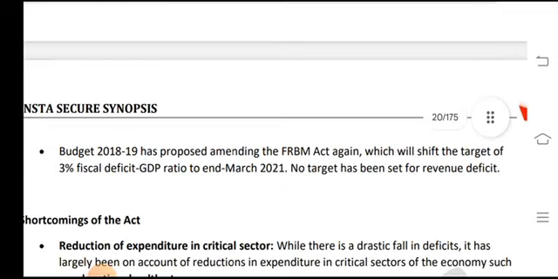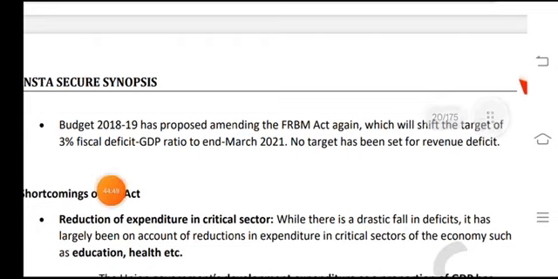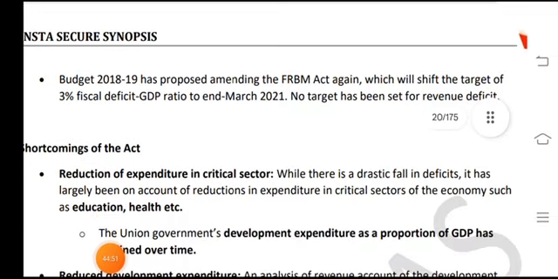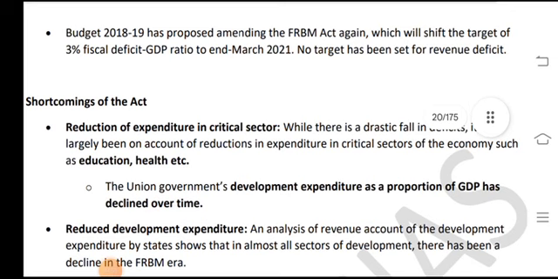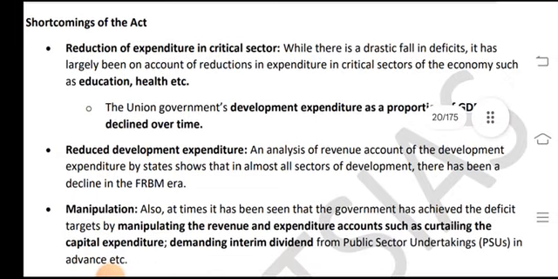Budget 2018-19 has proposed amending the FRBM Act again, which will shift the target of the 3% fiscal deficit to GDP ratio to the end of March 2021, and no target has been set for the revenue deficit.